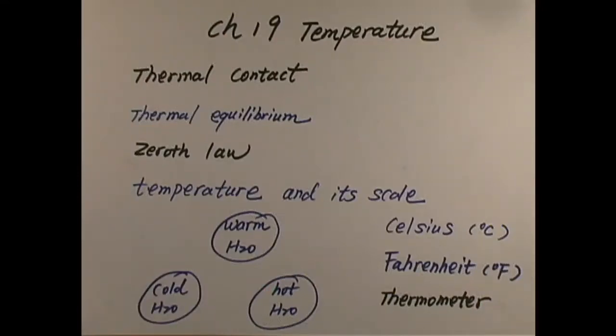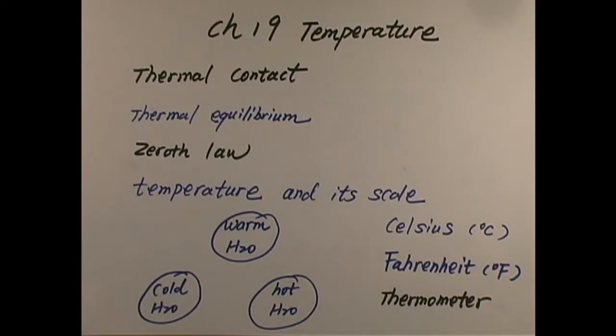Chapter 19, Temperature. Now, what is temperature? We have heard about it many times, and we also know how to measure temperature by using a thermometer. As a matter of fact, temperature is the property that determines whether an object is in thermal equilibrium with other objects. Say, for example, if we want to measure a cup of warm water, we need to put the thermometer into the warm water and wait for a while until the thermometer reaches so-called thermal equilibrium with the warm water. And then this thermometer will indicate the temperature of the warm water.